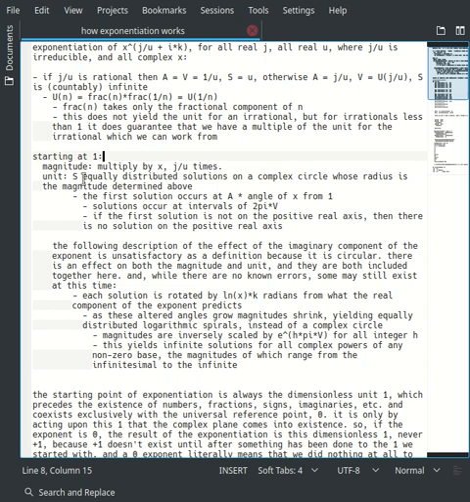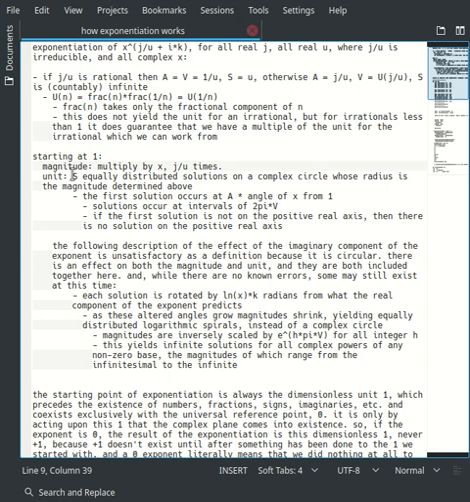Okay. Magnitude. To get the magnitude, we multiply by x. We take the 1 and we multiply by x, j on u times. That's it for the magnitude. That's all you do. There's some caveats later on.